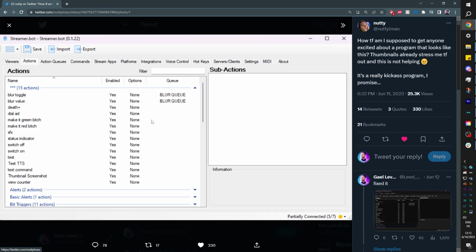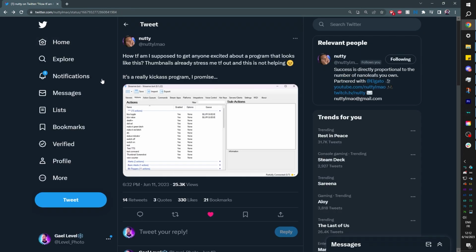Talking about Streamerbot, right? Our beloved Streamerbot. And this is really what Streamerbot looks like, unfortunately. Of course, once you get the hang of it, it's not really a problem. Everything is really clear. It's just intimidating to get into.